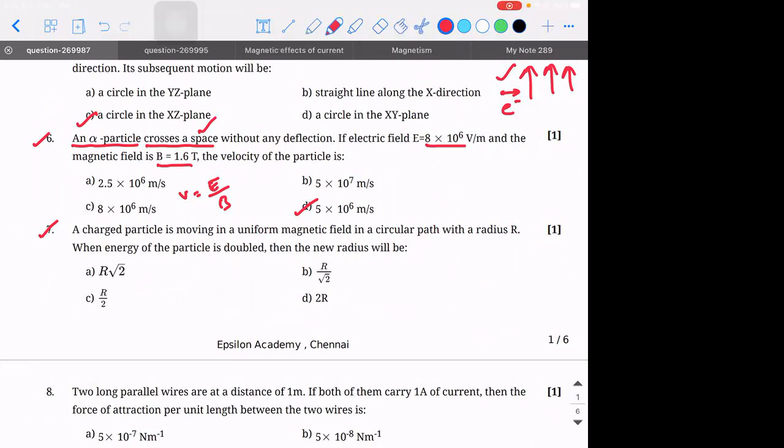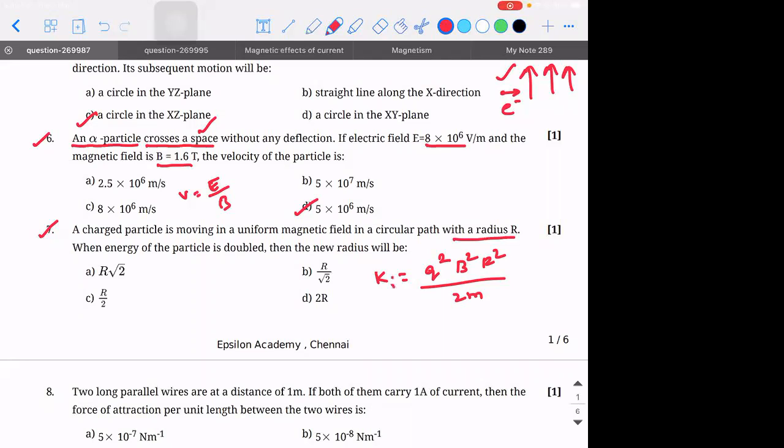A charged particle is moving in a uniform magnetic field in a circular path with radius r. When the energy of the particle is doubled, the new radius will be? When they say energy, what energy are they talking about? Kinetic energy. Yes. So what formula are you going to use? Root 2mK by qB. Both are right. So K equals q squared B squared R squared divided by 2m.